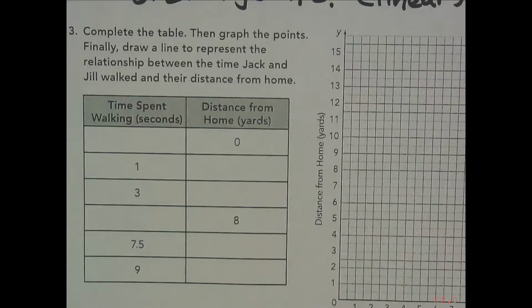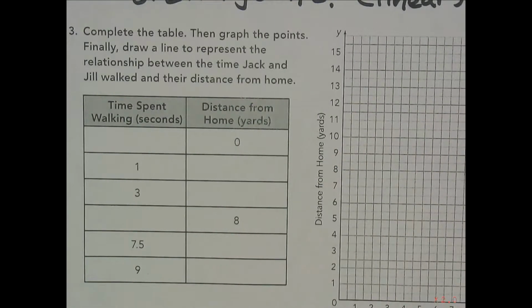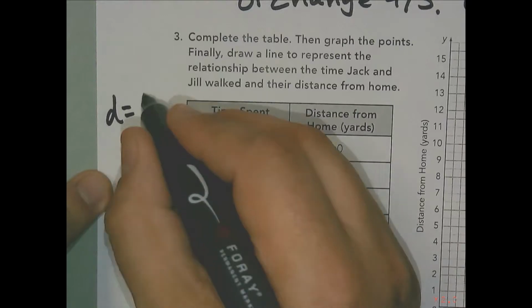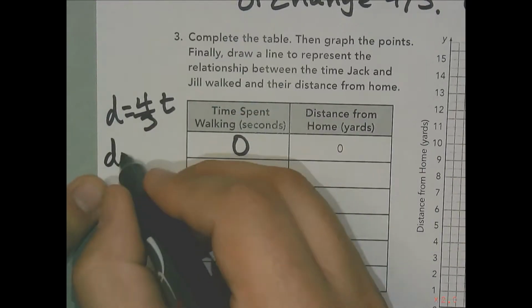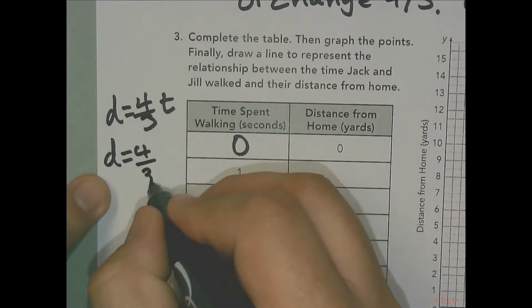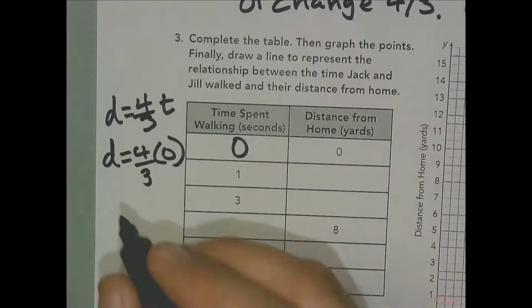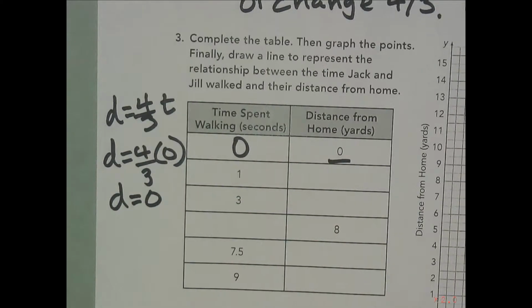So I'm going to say if they've walked 0 distance, what do you think the time is? 0, right? Now where I get that from is if I take my formula and I say d equals 4/3 times t, and I say d is equal to 4 over 3 times the time, which is 0. What's 0 times 4/3? 0, and that's how I get this answer. So my distance is 0.